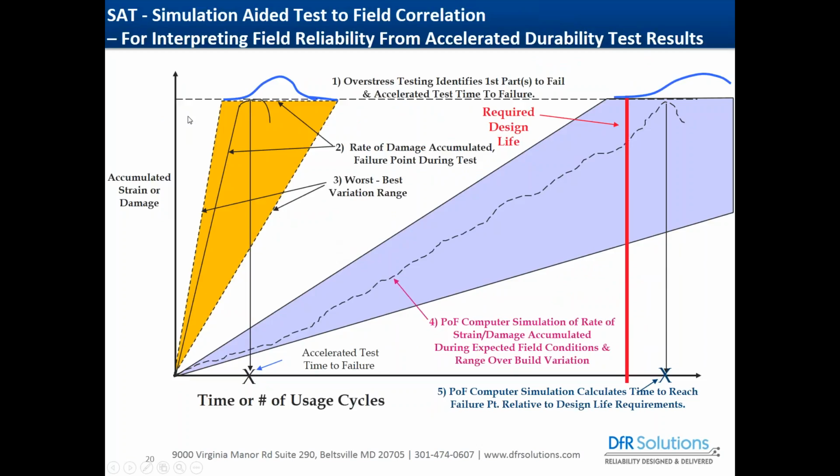The opposite approach to that is called simulation-aided testing, and this is where we run the life test first in the accelerated environment, and we see how long it took to get to the point of failure in the test. And then we use that point of failure in the test, and we rerun the model under the actual expected field conditions and see how long it takes to get to that point in order to correlate the life test to the field life.